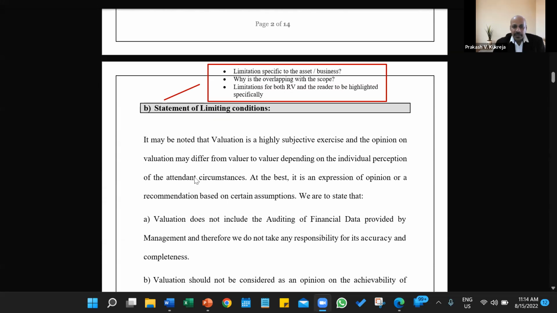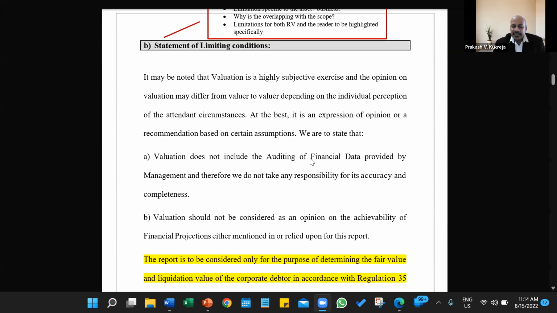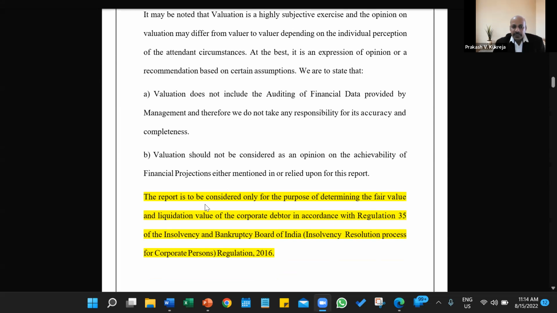So if I just quickly read out, it may be noted that the valuation is a highly subjective exercise, and opinion on valuation may differ from valuer to valuer. Fair point. At best, it is an expression of opinion or a recommendation based on certain assumptions. And then they are stating what could be the broad assumptions, that valuation does not include auditing. Second point, valuation should not be considered as an opinion on the achievability of financial projections. Fair point. The report is to be considered only for the purpose of determining the fair value and liquidation value of the corporate debtor in accordance with Regulation 35.